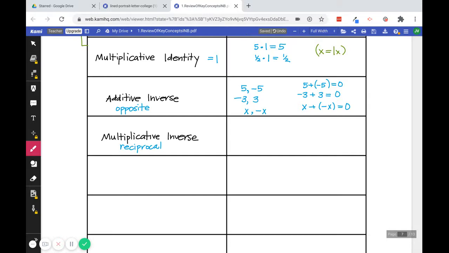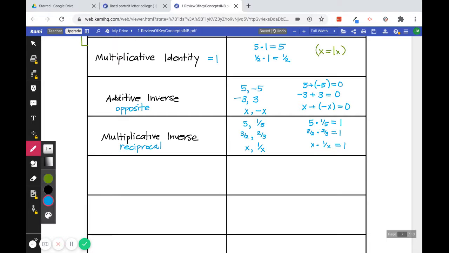For multiplicative inverse, now we're looking at the reciprocal. So now we're looking at 5 and 1 over 5, or 3 halves and 2/3, or x and 1 over x. Reason being here is 5 times 1/5 is 1. 3 halves times 2/3 is 1. X times 1 over x, they cancel, is 1. Right, we use those a lot when we're solving. So again, these two, they go together.